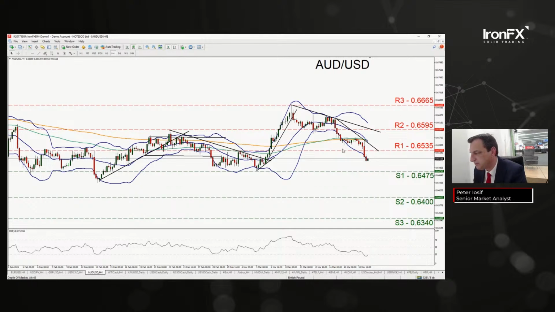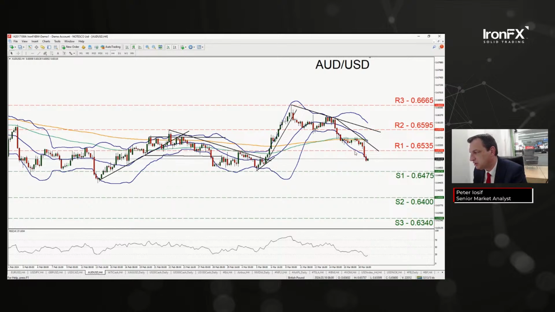And I would expect the pair to start aiming, if not reaching, the S1 0.6475 as the next possible support line level, which was tested here, here, and here. Should the S1 be breached, that would be a clear indication of a continuation of the bearish movement, maybe even an intensification of the bearish movement.